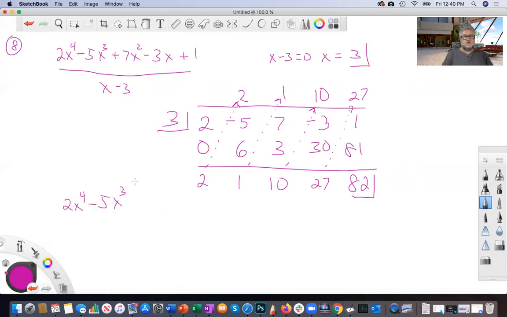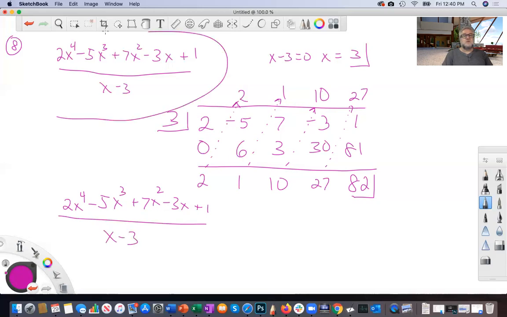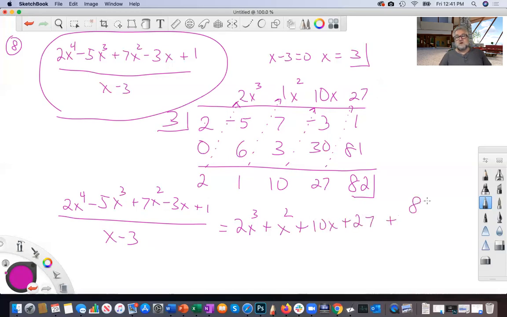So 2x to the 4th minus 5x cubed plus 7x squared minus 3x plus 1 all over x minus 3. This was the original problem. Equals, I can write it from here. This was x to the fourth, so this must be x to the third, x to the second, x to the first, and a constant. 2x cubed plus x squared plus 10x plus 27 plus 82 over x minus 3.